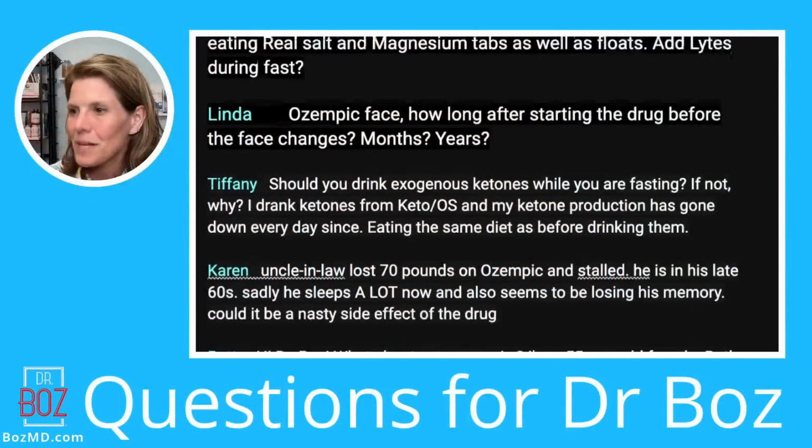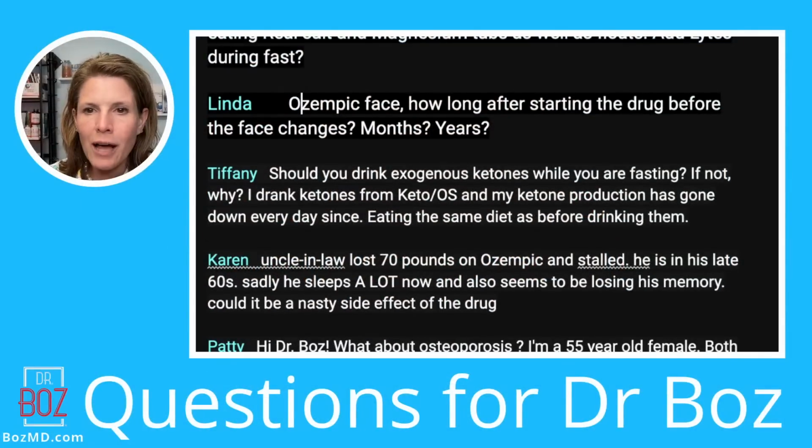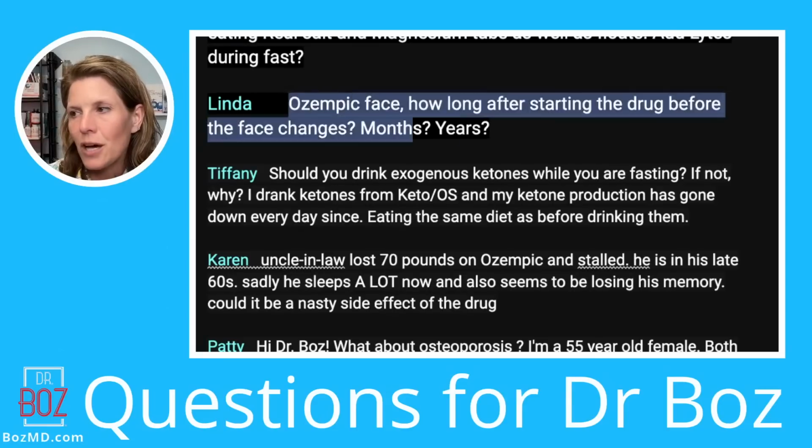Questions here. Okay, so Linda writes in, Ozempic face. How long after starting the drug before the face changes? Months, years? It really depends on how high the dose was, and then how insulin resistant the patient was when they started.